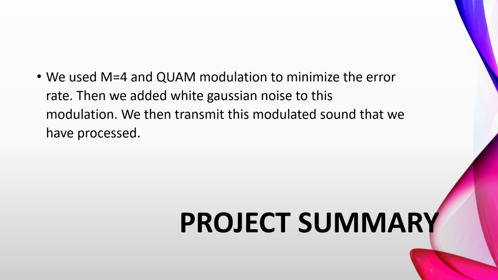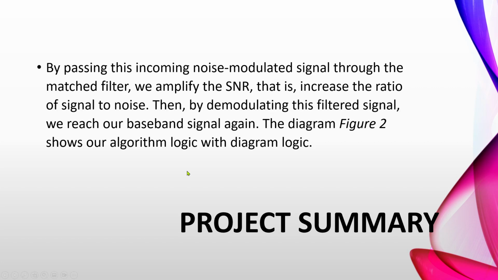Then we added white Gaussian noise to this modulation. We then transmit this modulated sound that we have processed. By passing this incoming noisy modulated signal through the matched filter, we amplify the SNR, that is, increase the signal to noise ratio, which is what SNR means. Then, by demodulating this filtered signal, we reach our baseband signal again. The diagram in the project report shows our algorithm logic, which is the previous diagram.